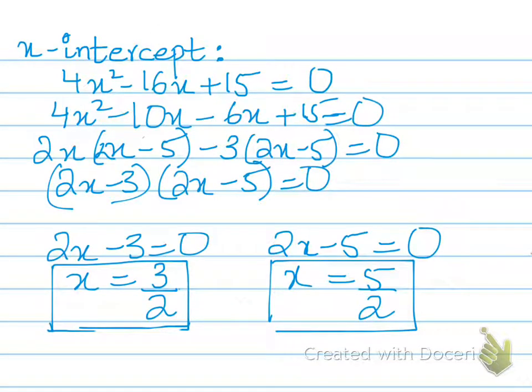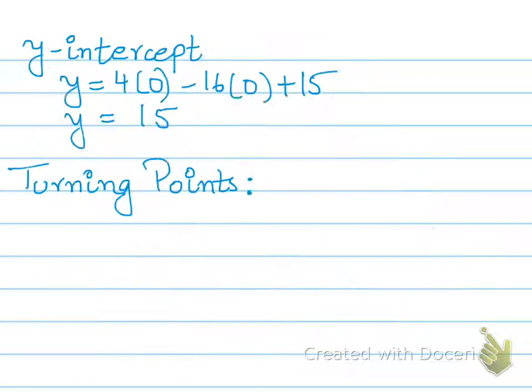Solving the equation, we get the two values of x as x equals 3 upon 2 and x equals 5 upon 2. To find the y-intercept, we will substitute x equals 0 in the equation and the y-intercept is found out to be 15. To find the turning point, we will compare our general equation with the full square form.